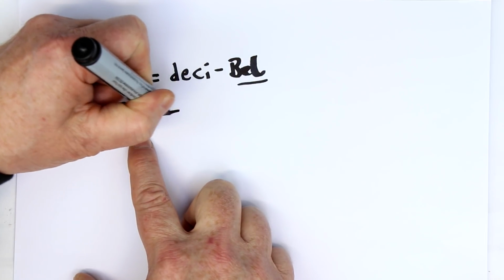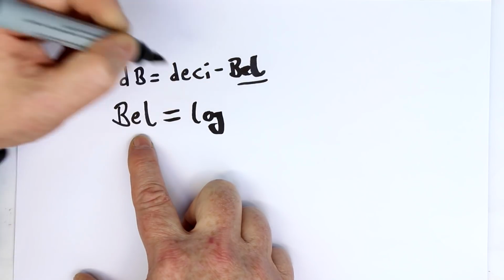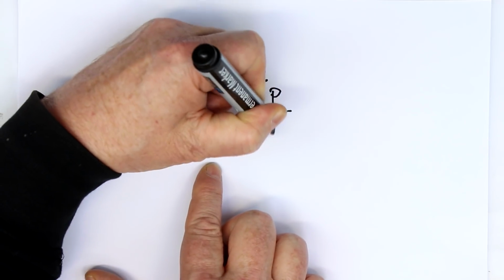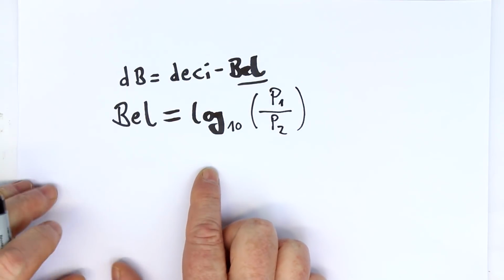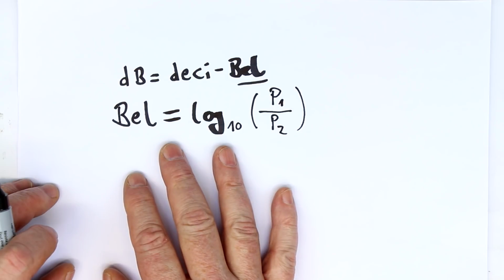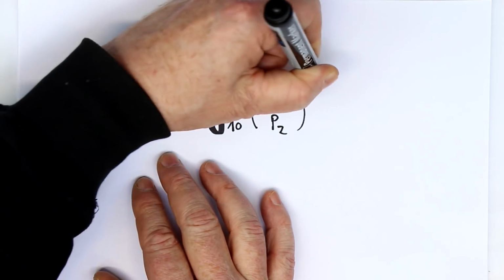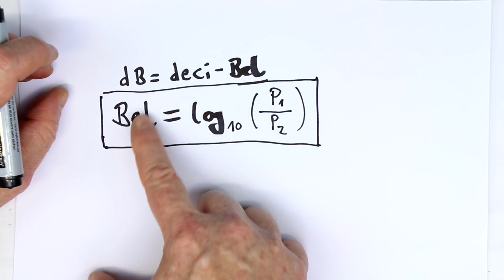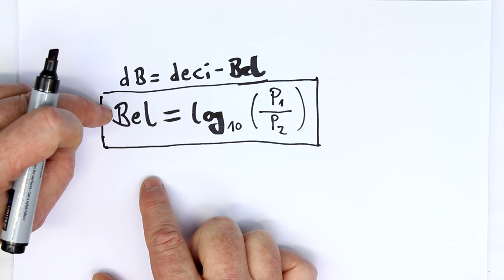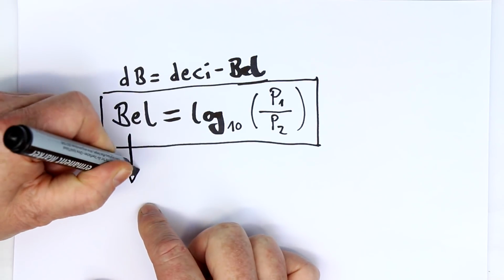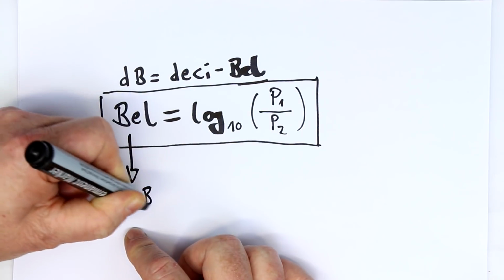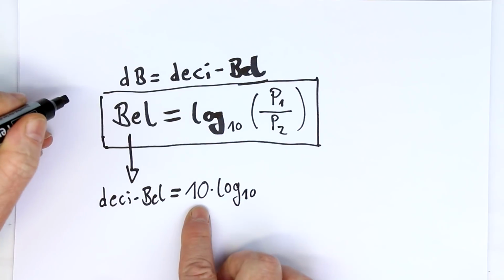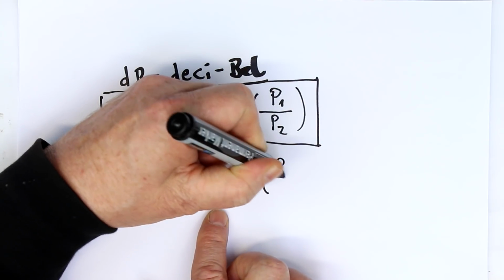And the bell is defined as the logarithm to the base 10, not the natural logarithm, of a ratio of two powers, P1 and P2. So that is how the bell is really defined. And now two things already become clear. The decibel is just as in decimeter or deciliter, 1/10 of a bell. So to get from bell to decibel, we just have to multiply it by 10. So that's where the factor 10 in front of the logarithm comes from.